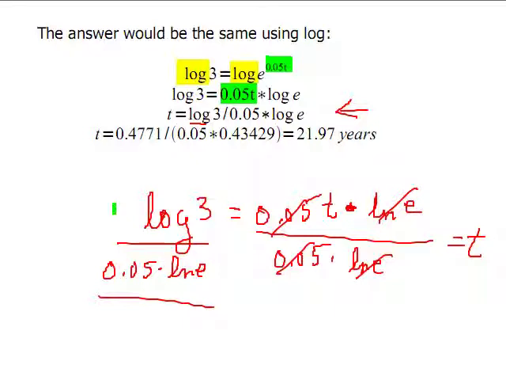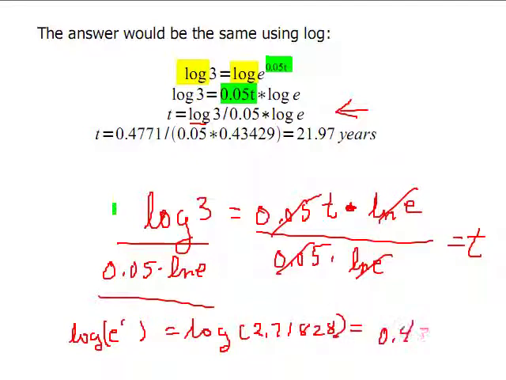The log of e you can find on your calculator. You can either hit the log button, and then you can try to hit the e to the 1 button like that, or you can just approximate it by the log of 2.71828, and you'll get the value 0.43429. That's what's right here. When I divide that out, I get the same answer as I did before, 21.97 years. So if you use either logarithm and you do it consistently, you will get the same answer.